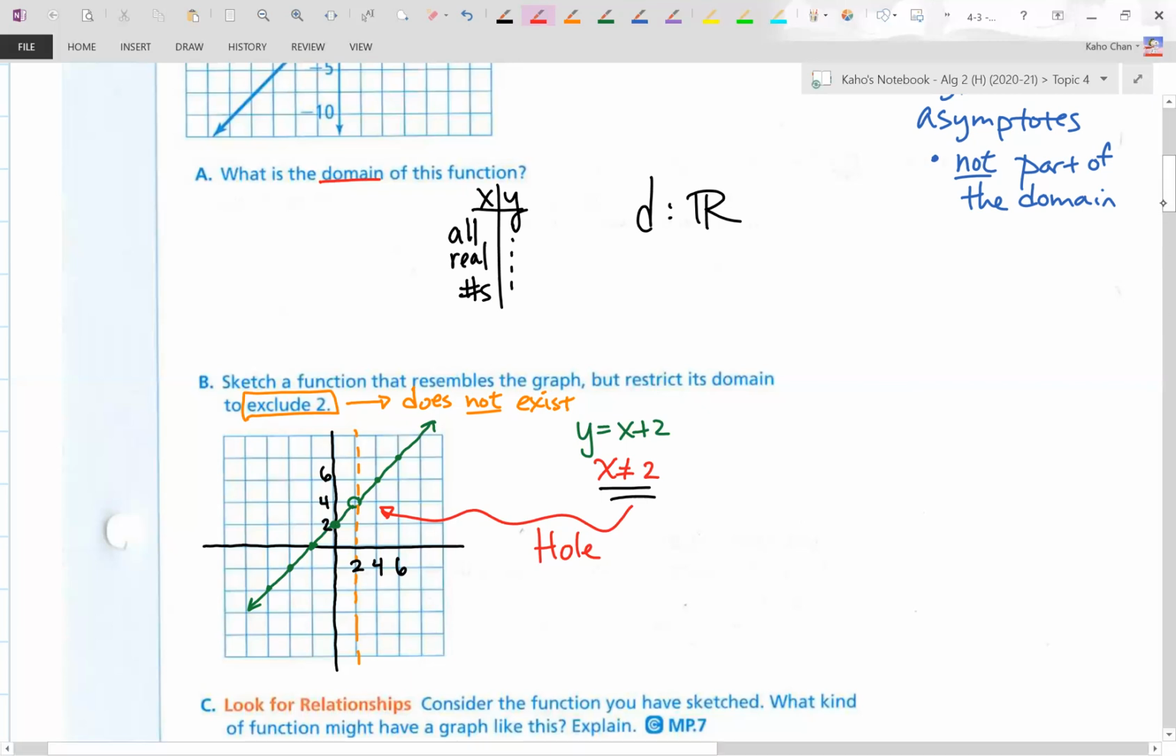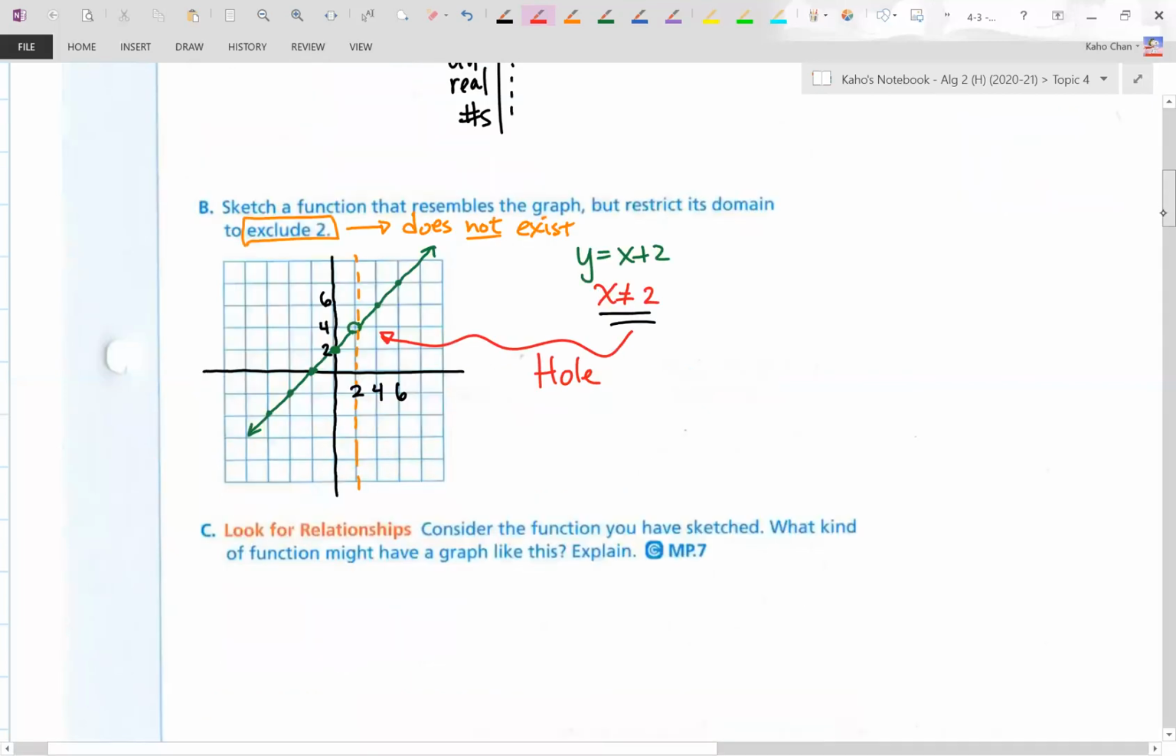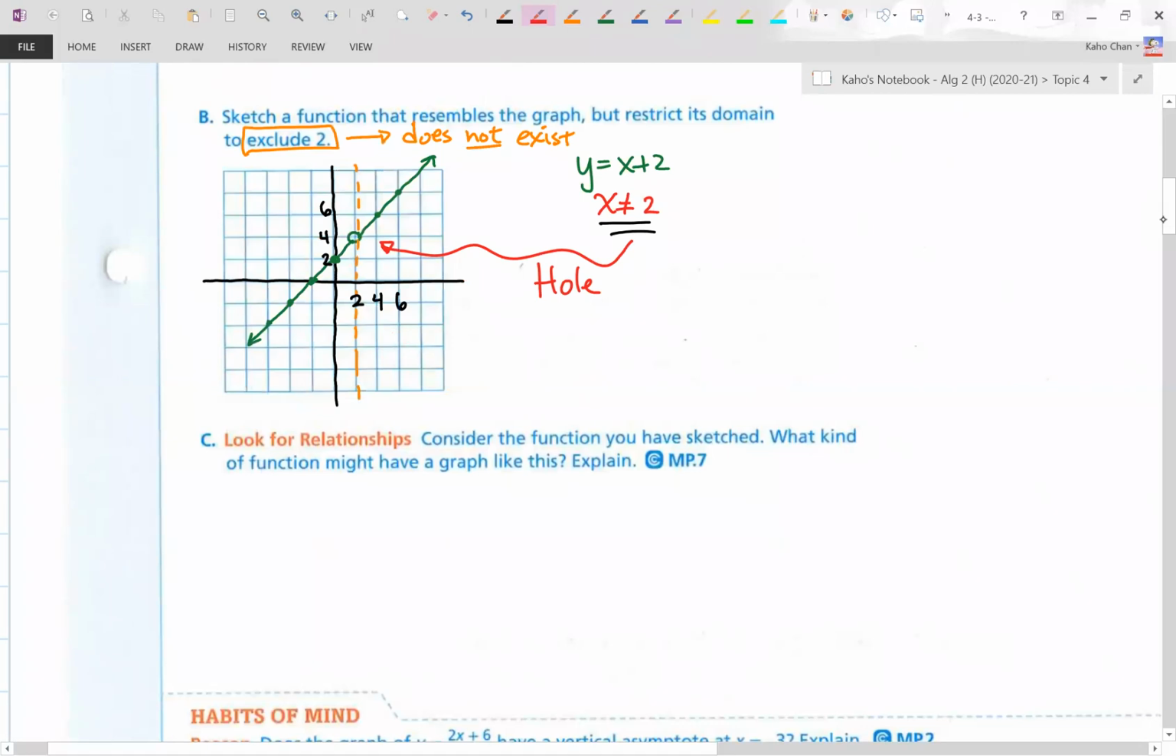That leads us to our next part of this opener, okay? Let's go on down to letter C. Consider the function you have just sketched. Yeah, it's a line with a hole. What kind of a function might have a graph like this? Now, they don't expect you to kind of figure that out algebraically. I'm going to walk you through this. Let's consider the equation right now.